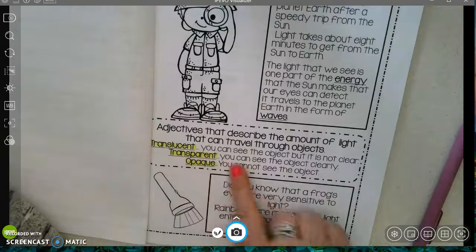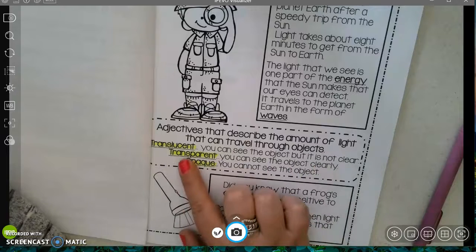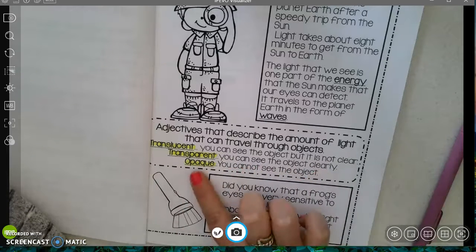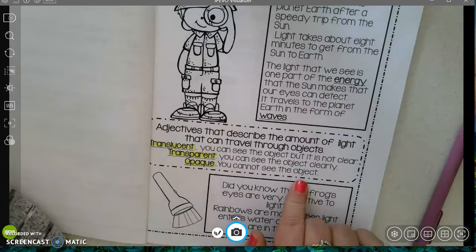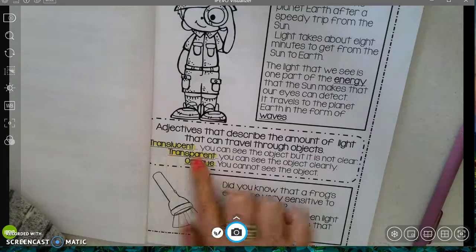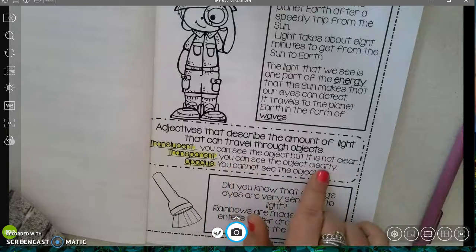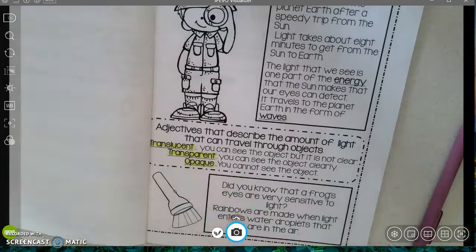Translucent means you can see the object, but it is not clear. Transparent means you can see the object clearly. And opaque means you cannot see the object. Okay? So translucent, you can see it, but it's not clear. Transparent, you can see it clearly, but opaque means you cannot see the object.